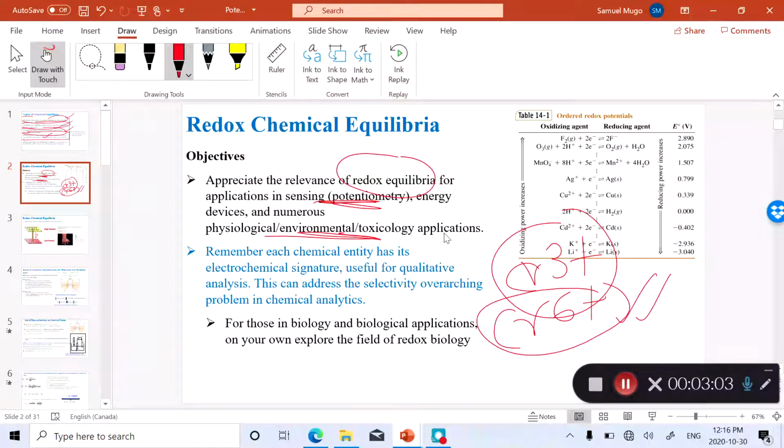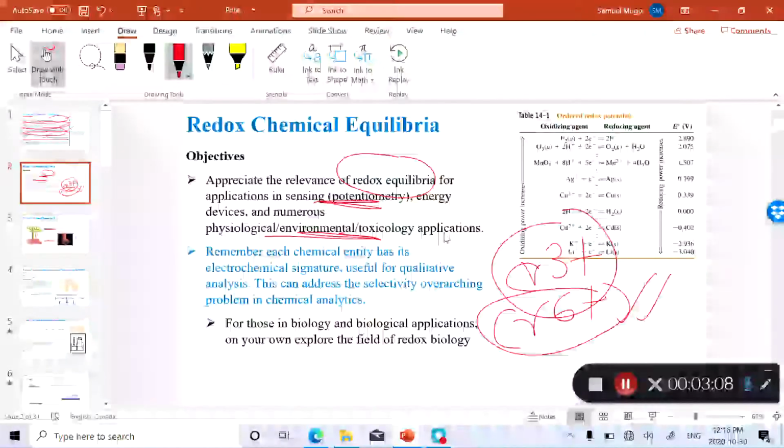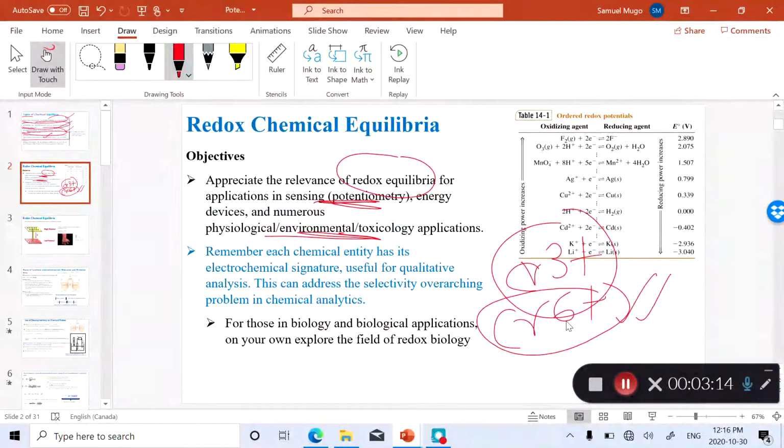And so sometimes it's important to do what you call speciation, which is distinguishing different types of oxidation states of different elements, because they've got different impacts as far as their environmental and physiological toxicities are concerned. So hopefully you guys appreciate redox equilibria first as an application for sensing, but also for other types of applications as I have mentioned.